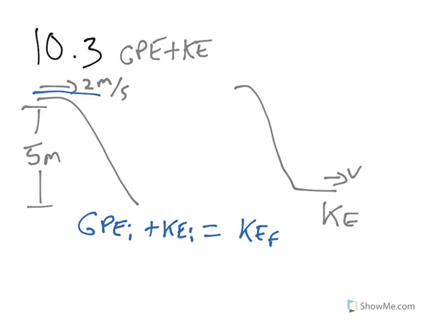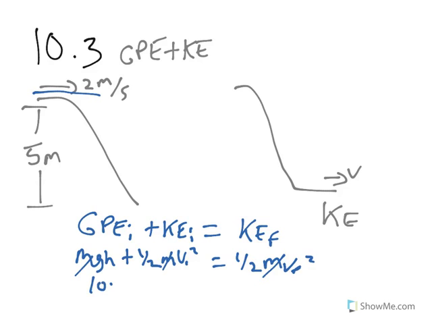No, it does not. It just matters that she is going 2 meters per second. So mgh plus 1/2 mvi squared equals 1/2 mvf squared. And notice that the m's all cancel out, so it doesn't matter what the mass of the girl is.